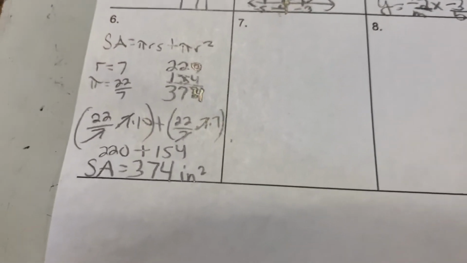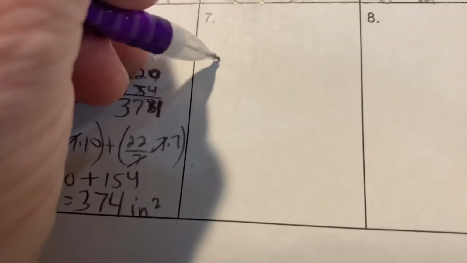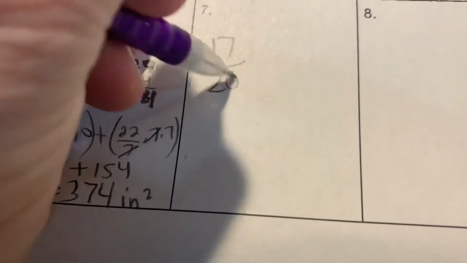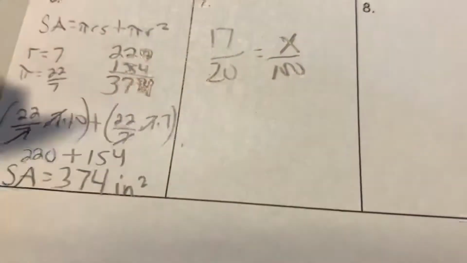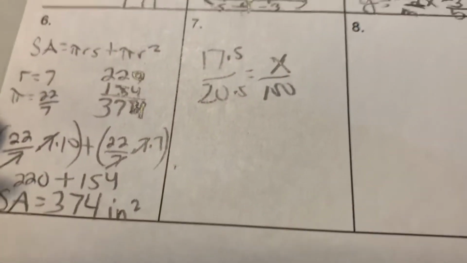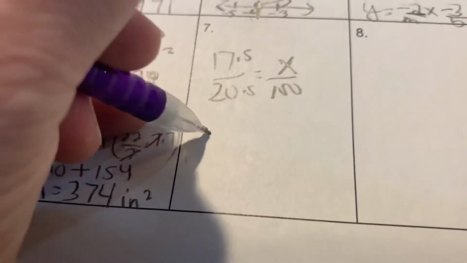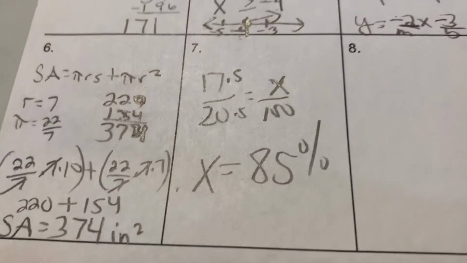Okay, and your next one is percents. So this is the chapter you were on. 17 out of 20. What's the percent? Set up a proportion out of 100. Since 20 is a factor of 100, just multiply both the numerator and denominator by 5. That's equivalent fractions. And 17 times 5 is 85. Since it was asking for a percent, you want a percent for your answer.